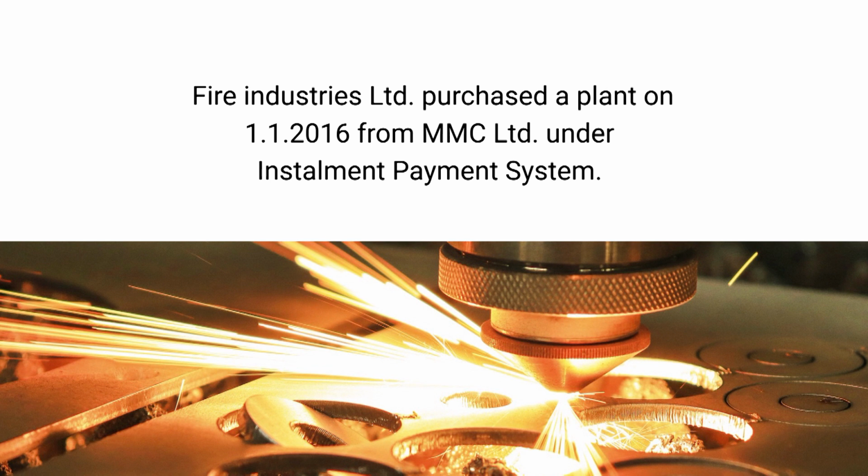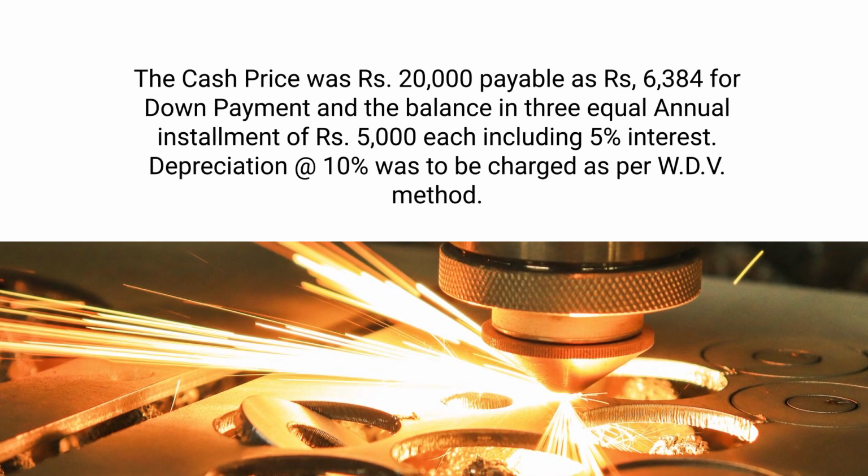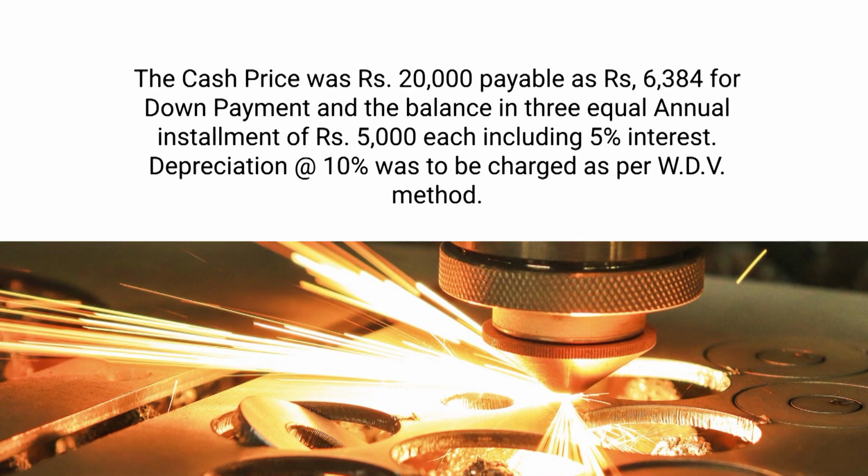Under the installment payment system, the cash price was rupees 20,000, payable as 6,384 as down payment, and the balance in 3 equal annual installments of rupees 5,000. So in total there are 4 installments: these 3 installments, and the 4th one is the down payment. It means 5,000 is principal, and the 1,384 over the installment payment is known as the interest amount, total interest amount 1,384.